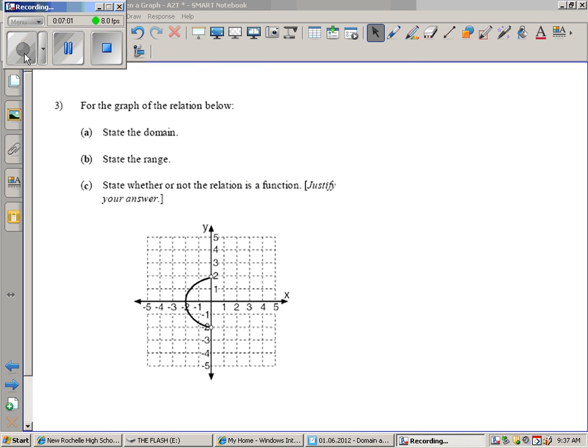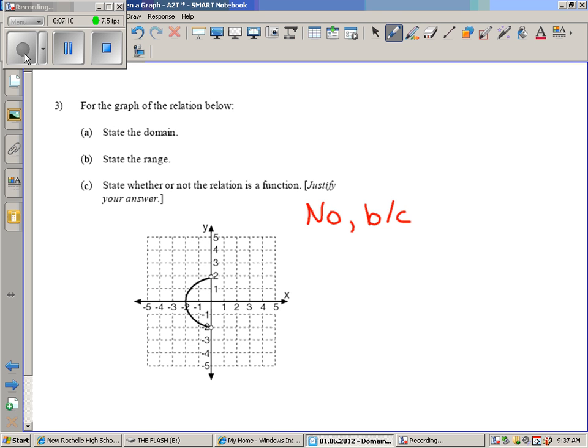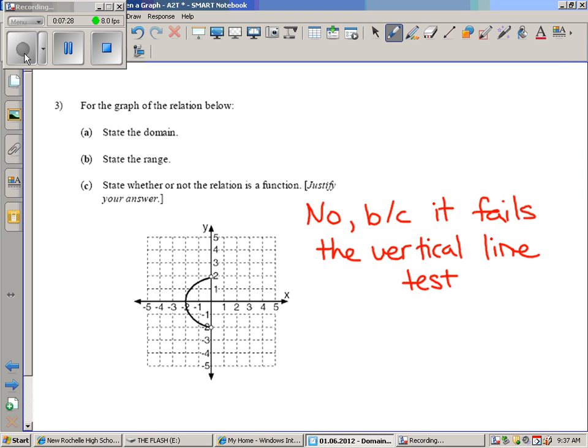Jamie, you're excellent. So we're going to do this one. Let's take the last part first. It is not a function. Jamie, why isn't it a function? It fails the VLT. And what does VLT stand for? Very nice. VLT. Vertical line test. Now the question is, how are we going to do the next part?